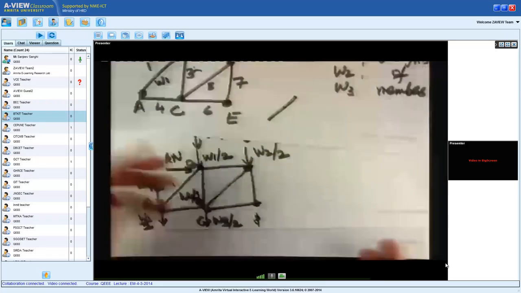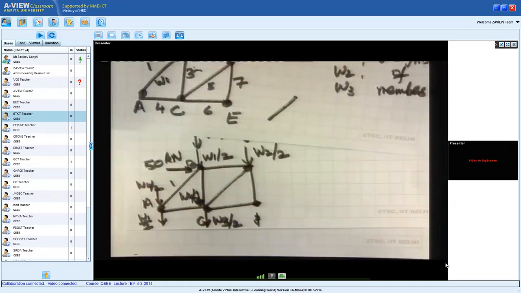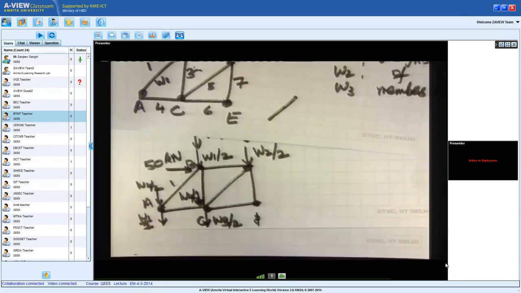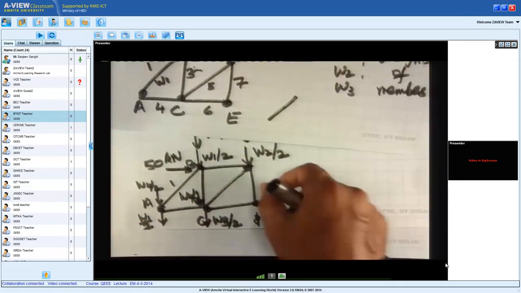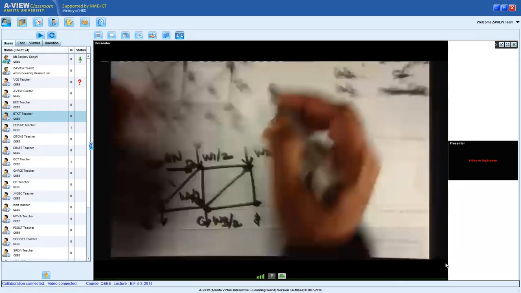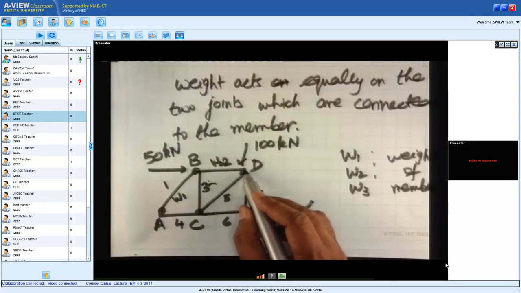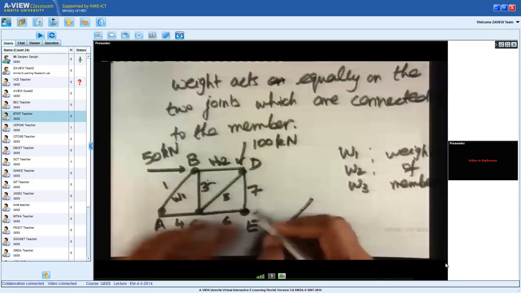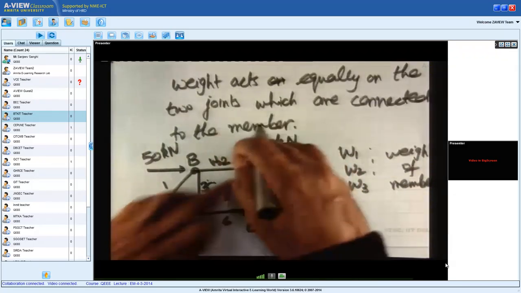So similarly, we do it for each of the members. If the weight is not to be neglected, half of it will come on each of the joints. So therefore a joint, for example, a joint like D in this case will have a load of W2 by 2, W5 by 2 and W7 by 2 coming on D.